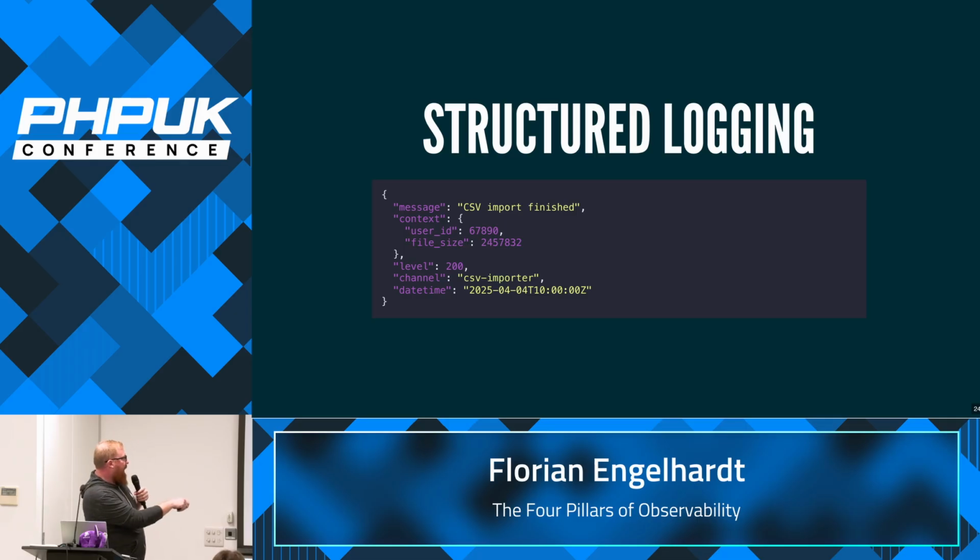The good thing about having data like this is you can start correlating and searching over it. If you wrote a log message like "CSV import for user ID 67890 finished with file size something," you could search for the user ID, but it's then just a full text search, and you don't know exactly what you're searching for. It would match other stuff. But if you have it structured like this, you can search with the right tool. You can say, show me all log messages where user ID is this number, and then you would get everything that user did in your system.